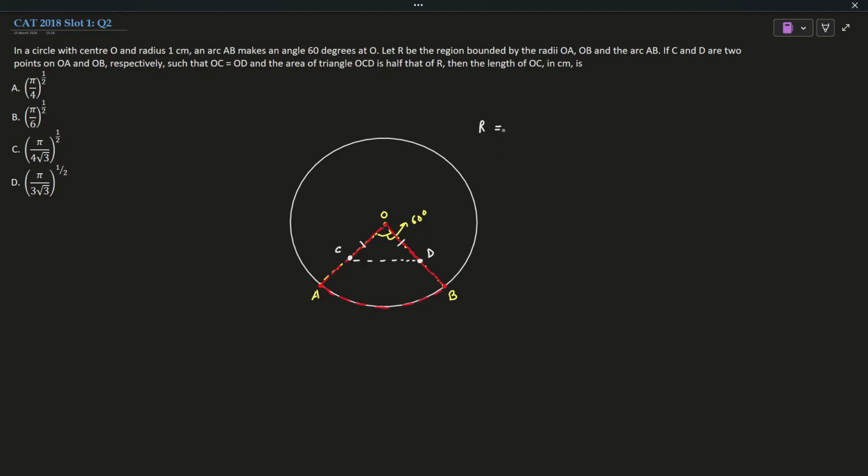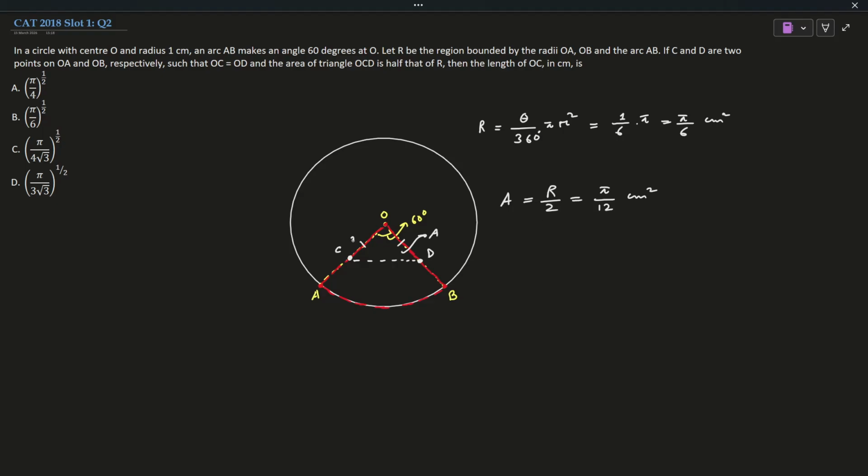First of all, what is R? R is basically the sector. So theta by 360 degrees into pi r square. Theta is 60 degrees. 60 by 360 is 1 by 6, right? 1 by 6 into pi r square. R is 1 centimeter, so the area is pi by 6 centimeter square. So the area of triangle OCD will be pi by 12. Let's say the area is A. So A will be R by 2, so pi by 12 centimeter square, right?